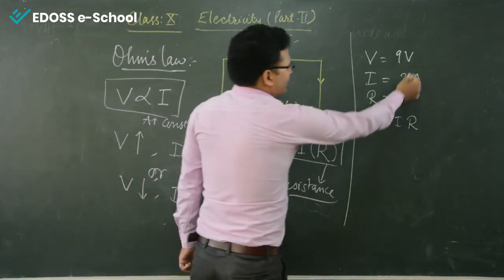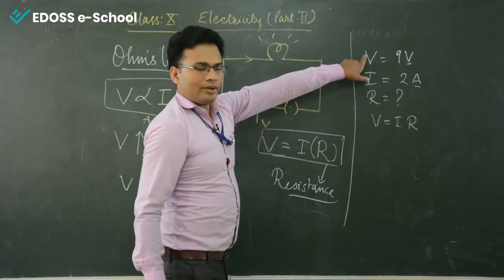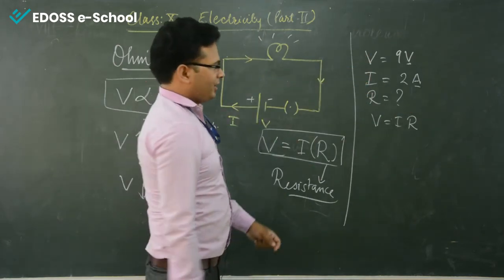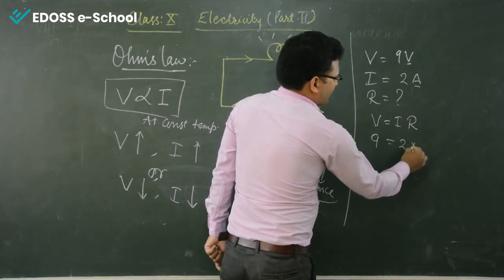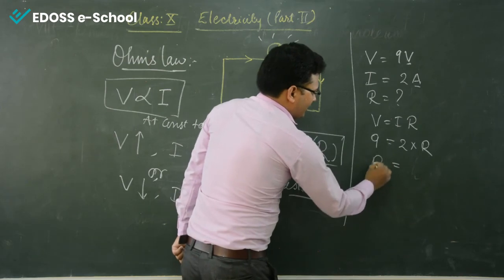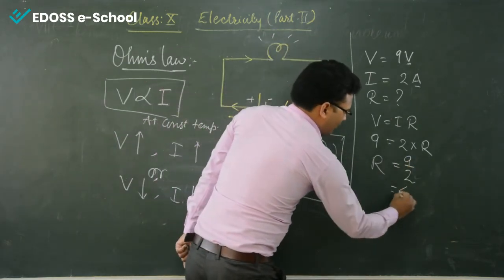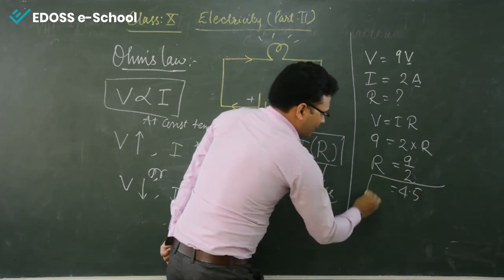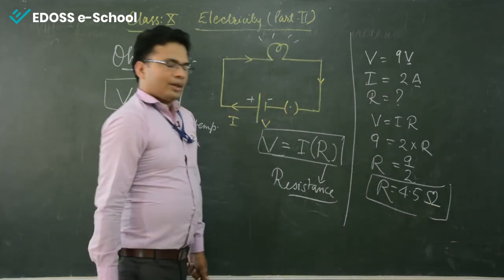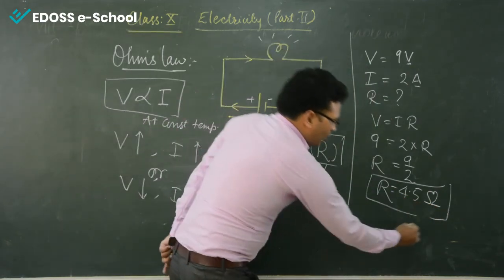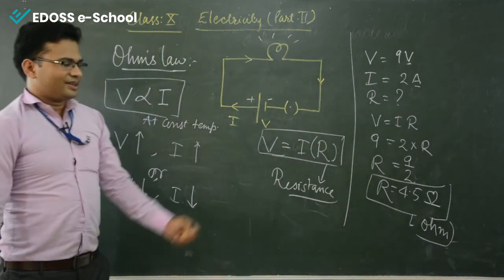So now putting the values, remember the SI units, volt and ampere respectively for potential difference and current. So V is equal to 9 volt and I is equal to 2 ampere. This way you can calculate the resistance of the circuit. So this becomes 4.5. Now the SI unit of resistance is ohm. You can write the symbol as ohm, OHM also. So remember the SI units.